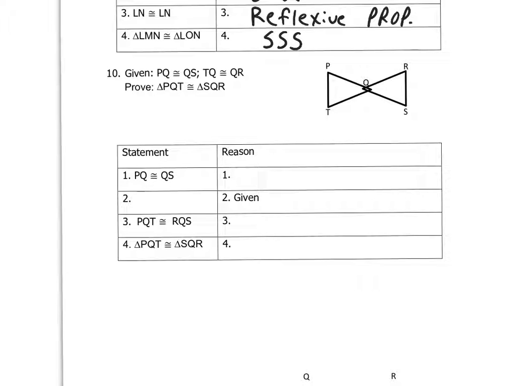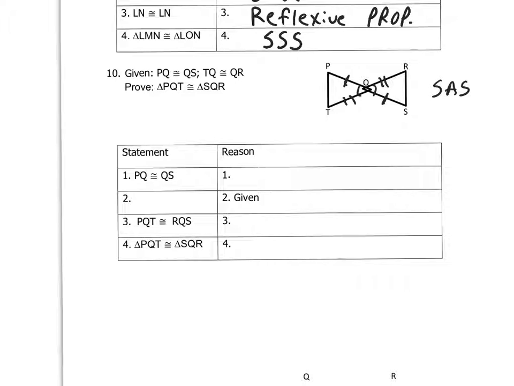Okay, number 10. We're given PQ is congruent to QS. This side and this side. We have TQ is congruent to QR, so this side and this side. And we're trying to prove that the two triangles PQT and SQR are congruent. And looking at the picture, I have a vertical angle in the middle, and then the pattern I can see is going to be SAS.